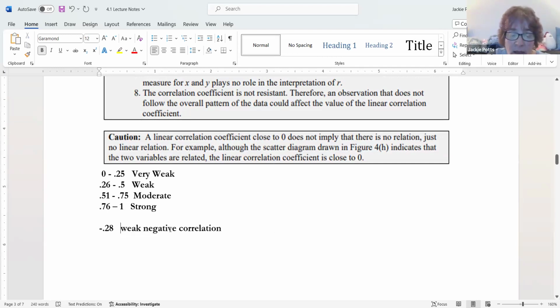What I would not say is that it's strong, it's too low. Nor would I say it's moderate. It's too low for this category. But it's so close to these two that I could overlap these two. The negative part comes in from the sign.